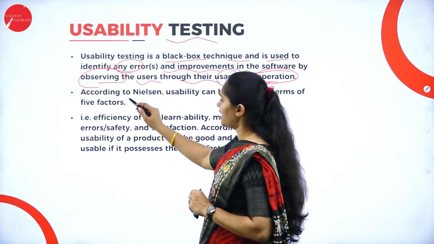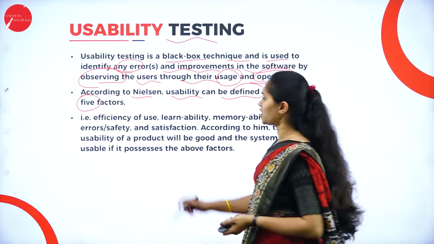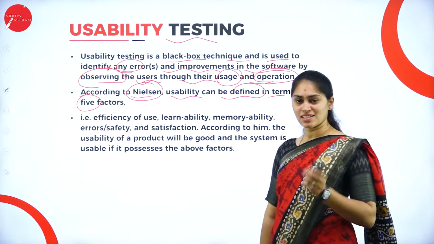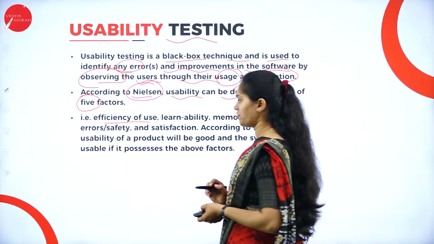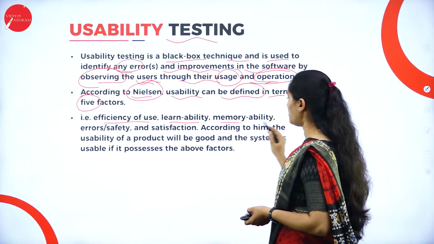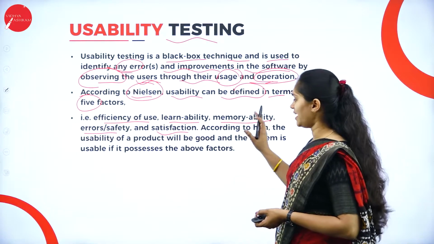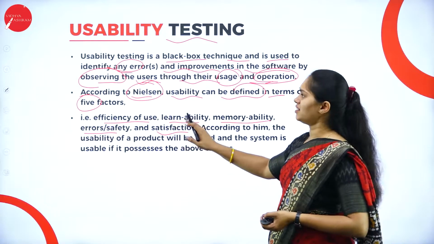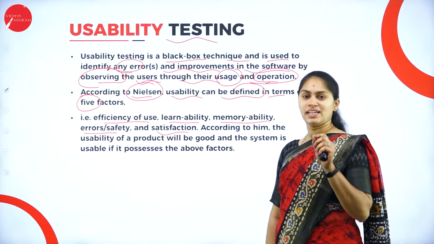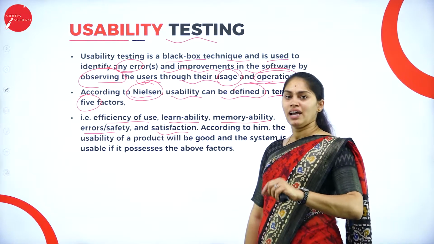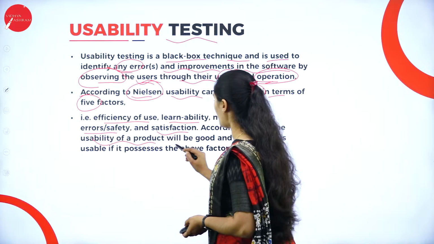So here you can see that as per Nielsen, usability can be defined in terms of 5 factors. A person called Nielsen has given 5 factors in order to check the usability of a software. They include efficiency of use, learnability, memorability, errors or safety, and satisfaction. Based on these factors, if it is satisfying all of them, then we can say that it is in proper working condition. When we are using a software, it gives its performance or functionality in a good manner.